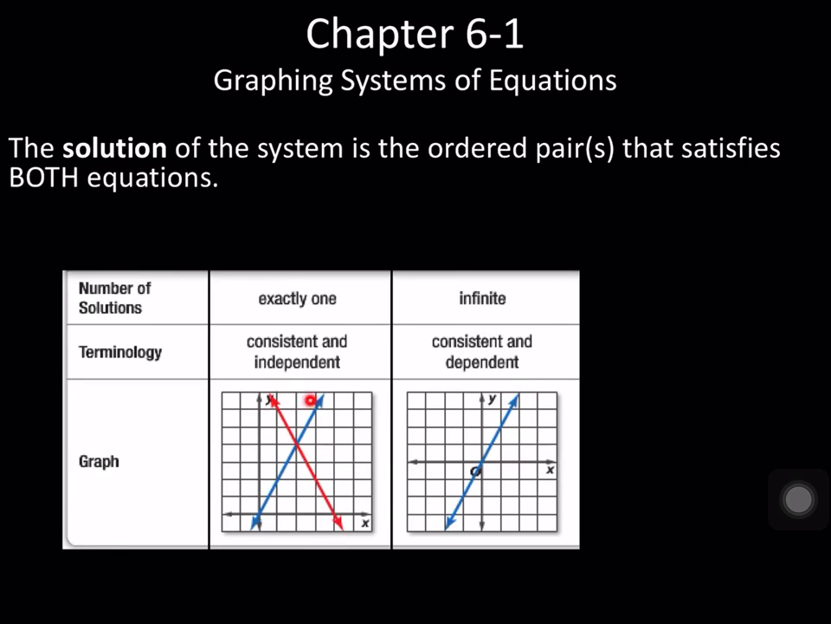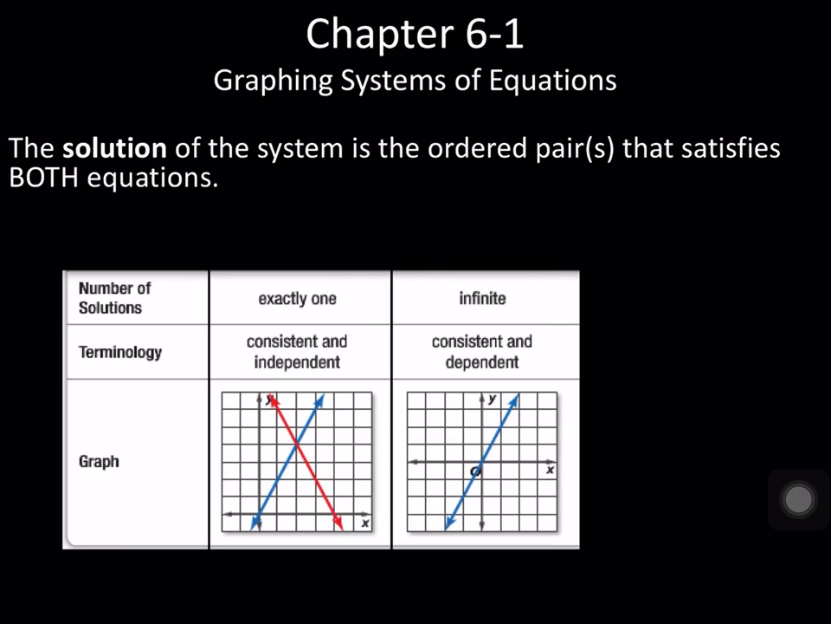These lines are independent of one another. They're separate. So it has an answer, it's consistent. Independent because the lines are independent of one another. Dependent because one line is dependent on the other one. They're on top of one another. So exactly one solution and infinite solutions.